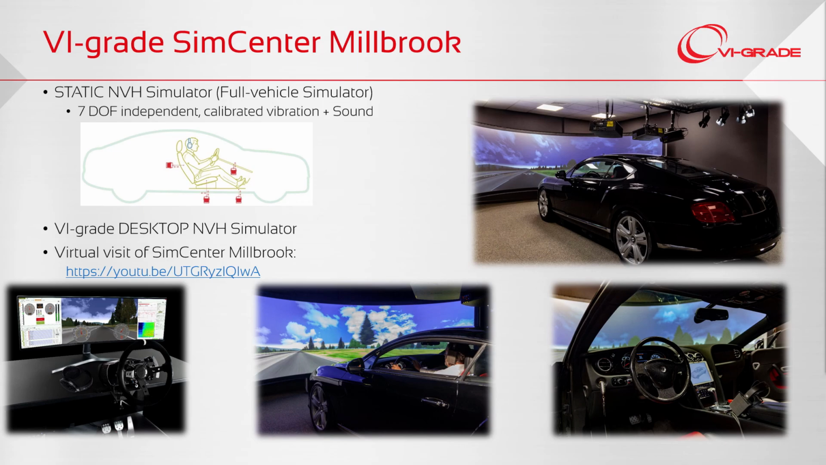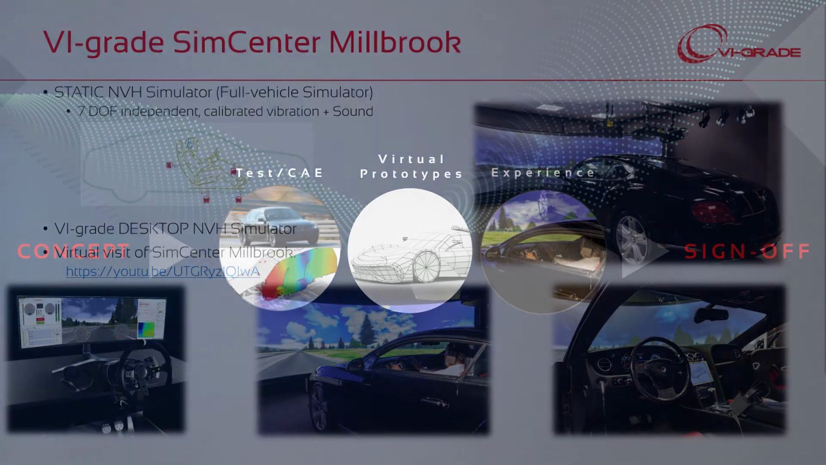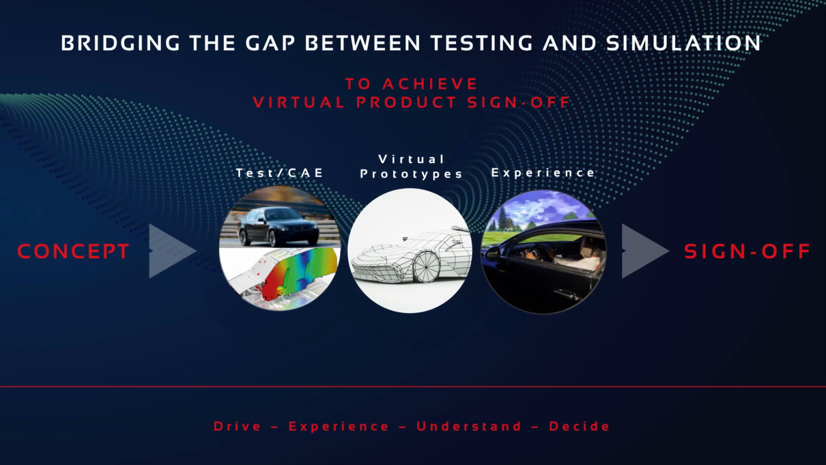Located at the Millbrook Proving Grounds in the United Kingdom, the VI-Grade Sim Center Millbrook contains a brand new static NVH simulator or full vehicle simulator based on a Bentley Continental GT full vehicle. Calibrated vibration is delivered to all driver touchpoints through 7 independent degrees of freedom. Vibration at the steering wheel, seat, and floor pan, together with highly accurate sound, deliver a completely immersive sound and vibration evaluation experience. And that brings us to the end of the presentation.